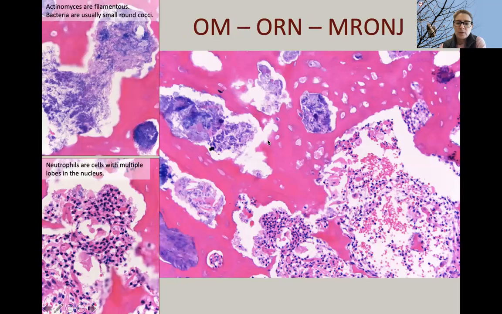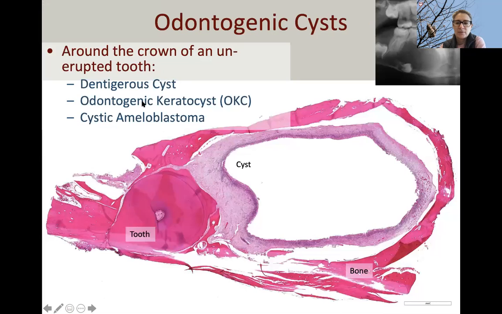So dead bone manifests as bone without osteocytes in the lacunae. So you can see these holes are essentially empty. You can see that the acute inflammation manifests as neutrophils, and you can see that the bacteria manifest as both small cocci as well as these filamentous actinomyces bacteria. So this is this histologic triad that could be any one of those clinical pictures. Moving into the odontogenic tumors.